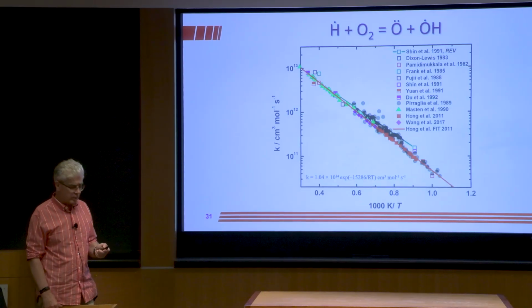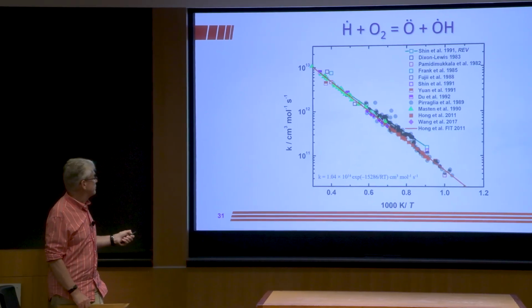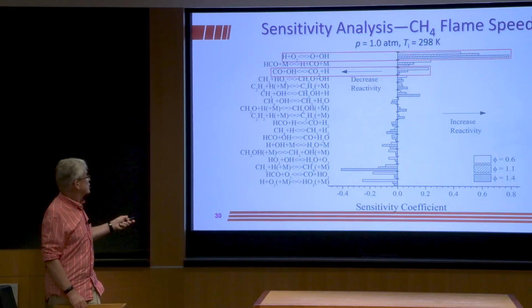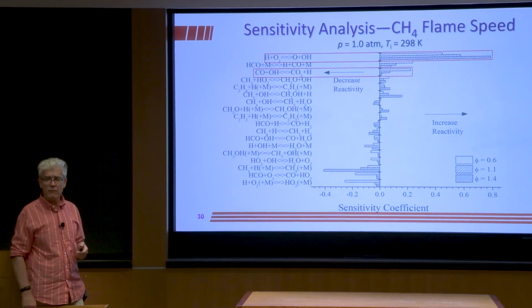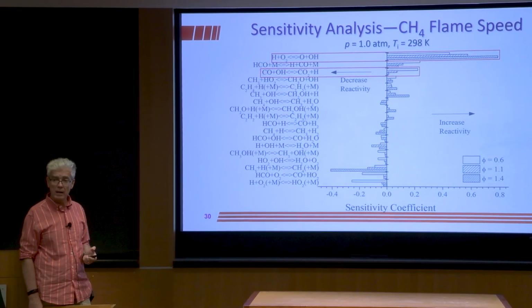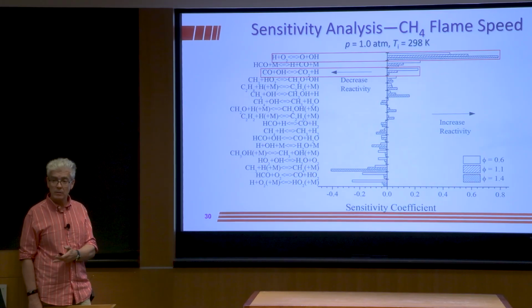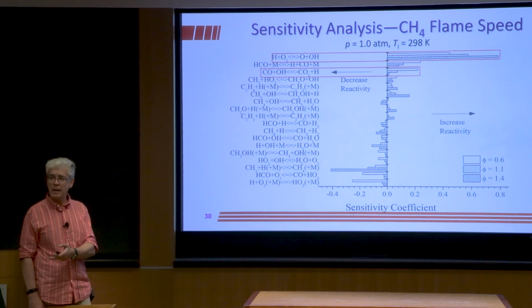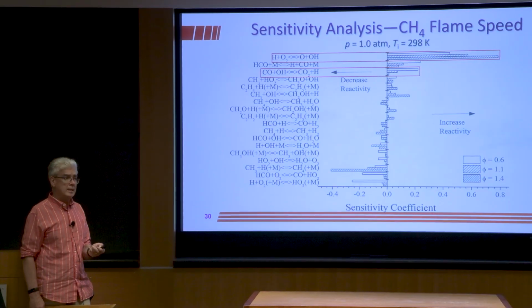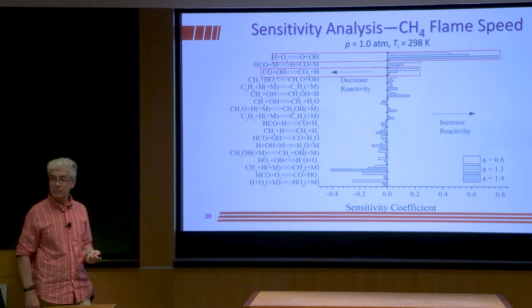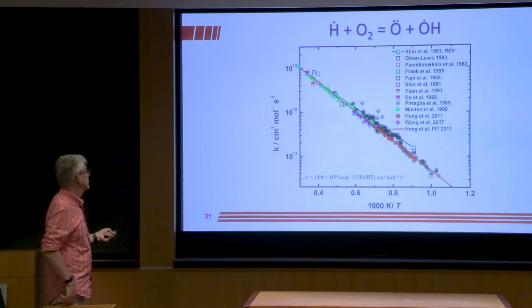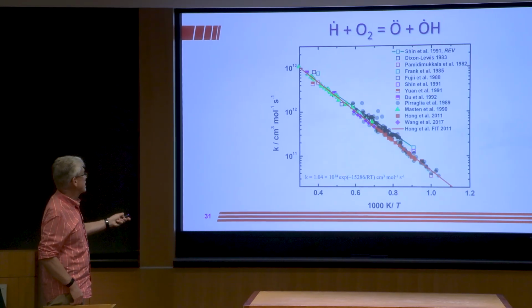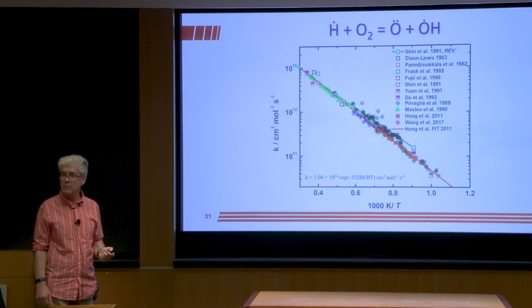One thing I should have said: you see such high sensitivity that even a 5 or 10% uncertainty in that rate constant would have a big effect on model predictions. Because it's so sensitive, if you change it by 5%, it'll have a big effect on your model predictions. So it really needs to be known to a high degree of accuracy, particularly that one. But this is the rate constant we use, and that's what's in the mechanism.